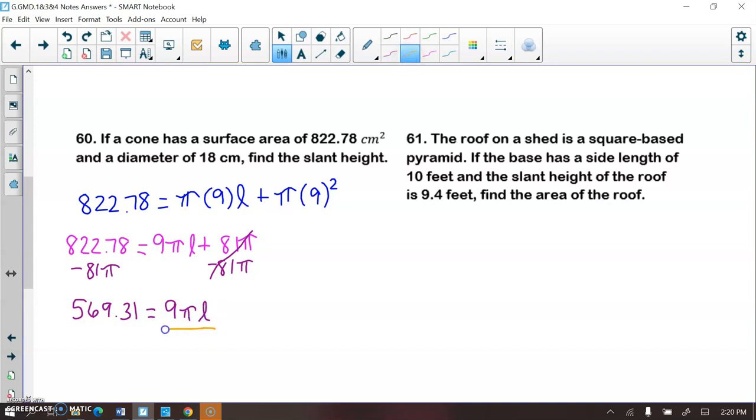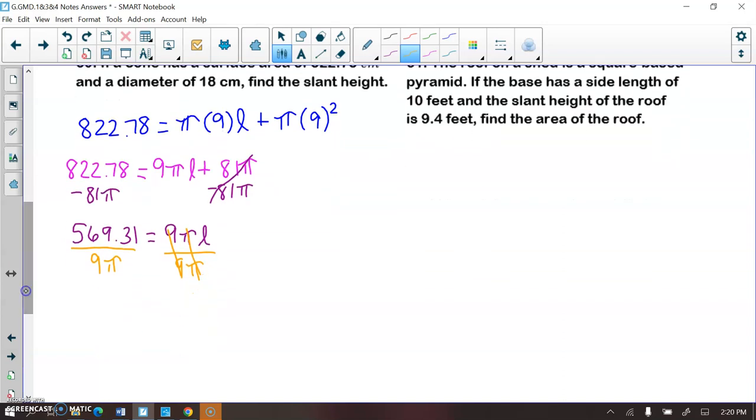Now, when I divide by 9 pi, the most common mistake here is putting it into your calculator incorrectly. We do need to put parentheses around that 9 pi. So I wind up with 569.31 divided by parentheses 9 pi, close your parentheses. And so that means that your slant height comes out to be approximately 20.14 centimeters.